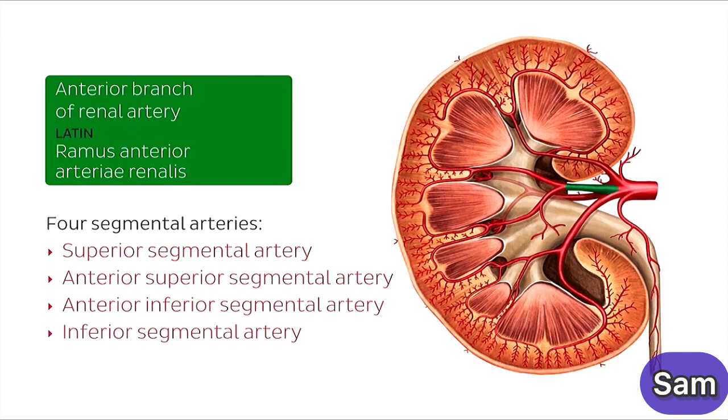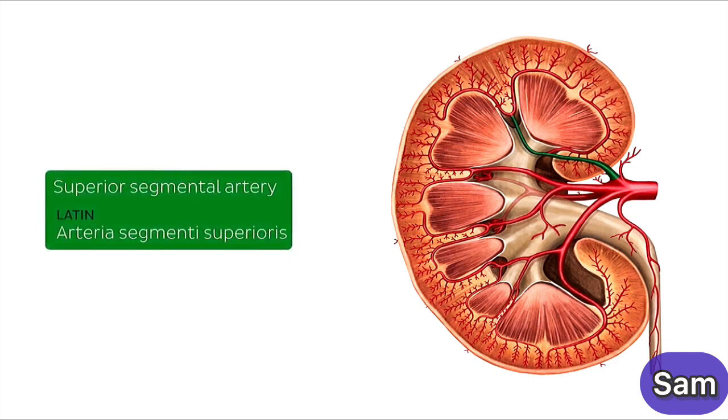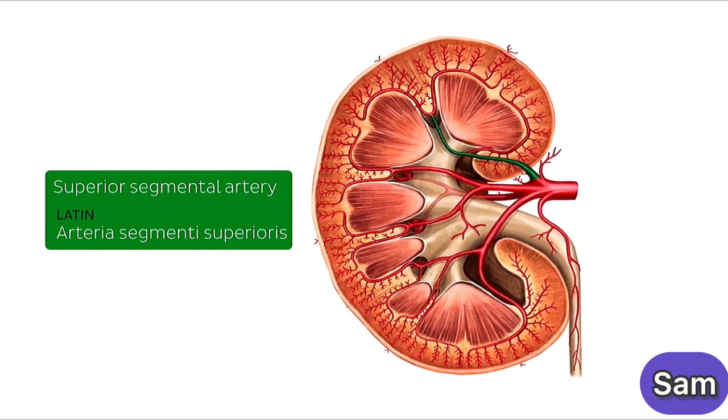Now, the next one, let's start off then with the next slide that will cover one of these segments, known as the superior segmental artery. The superior segmental artery is the first segmental branch, if you remember correctly from that list that I just mentioned, of the anterior branch of the renal artery. This artery, as the name suggests, will supply the superior segment of the kidney.